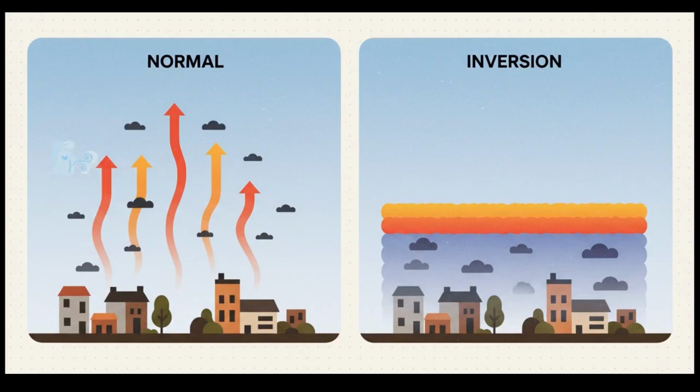You can really see the difference here. On a normal day, the warmer air near the ground can rise up, carrying pollution and dust away with it. But when you have an inversion, that cold air is stuck. It's trapped by that warm lid above it, and nothing can escape.